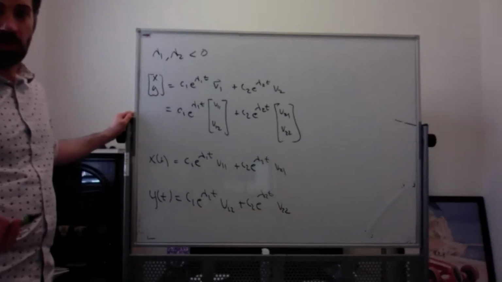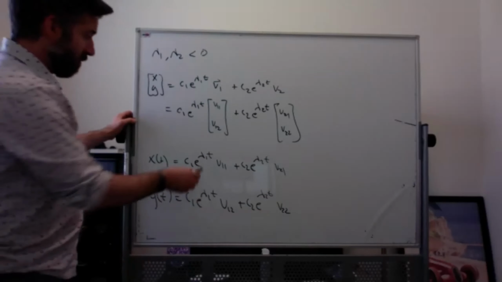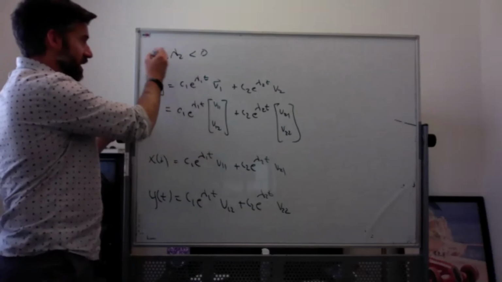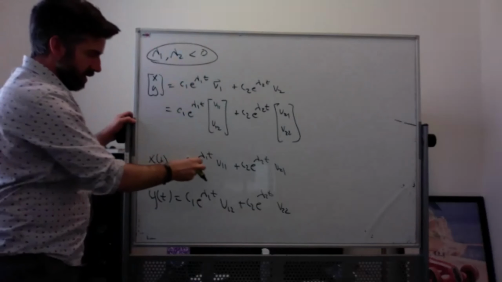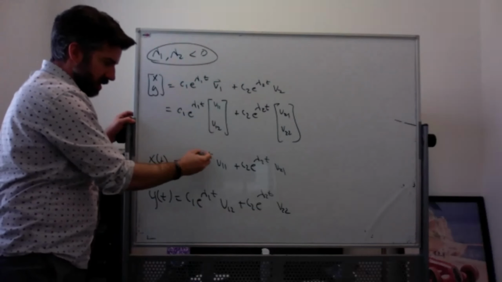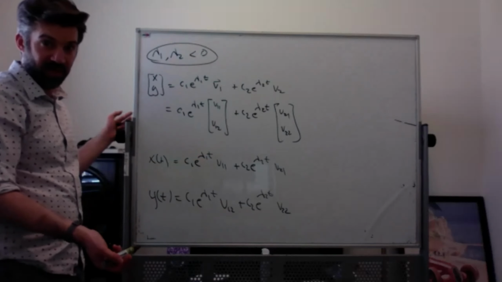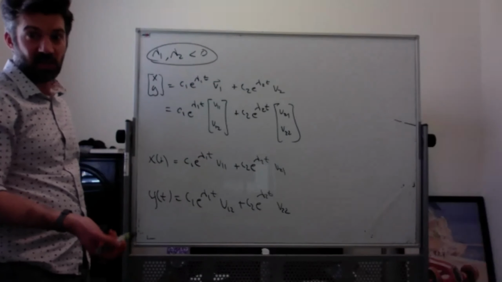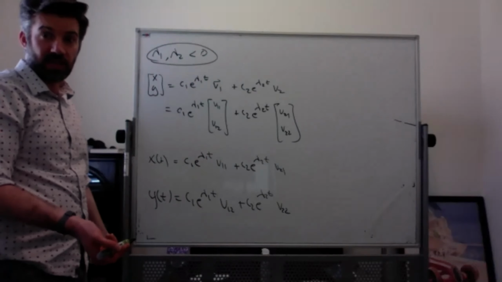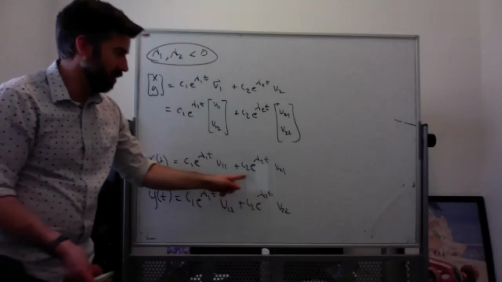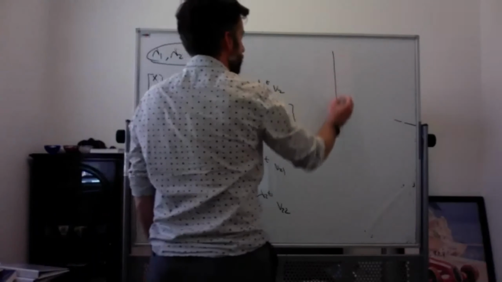And here's what I want you to know. If both of these lambdas are negative, then as t gets larger and larger, e to the lambda t is going to get smaller and smaller and smaller, right? You've got like e to the negative 5t. That gets super duper small as t gets larger. Same thing for all of these. So what we've got happening here is something different, right?